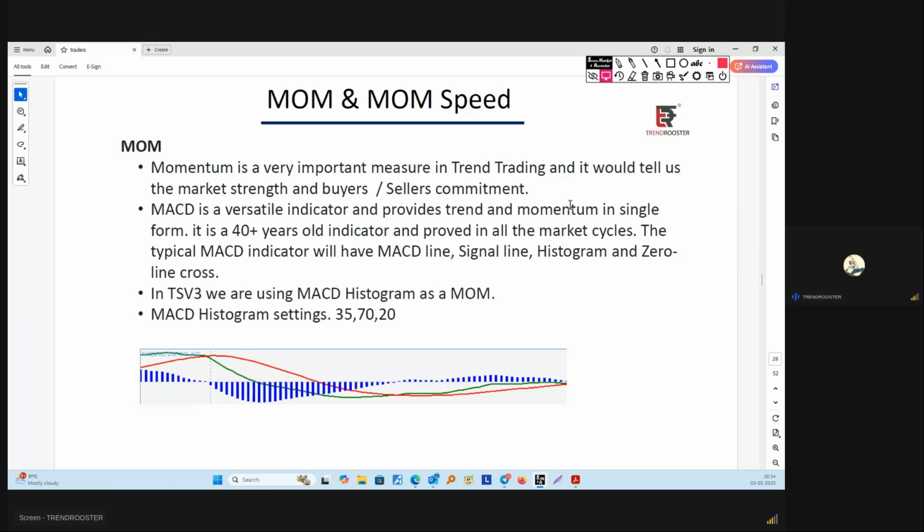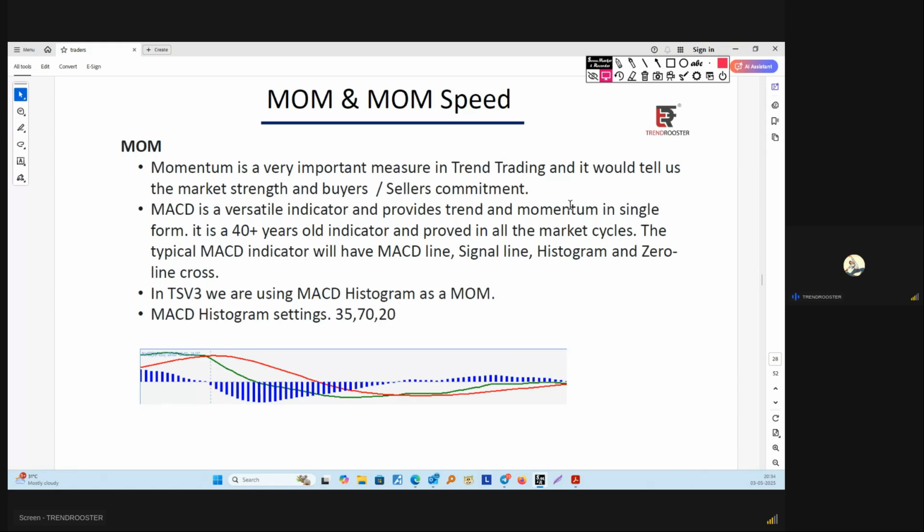Typically you will see that momentum means ROC, rate of change. Rate of change is the momentum measurement, but it changes candle by candle. Some people use the momentum indicator, which is also choppy. Some people use RSI as momentum, and RSI moves on every bar, very choppy. It is not smoothed.